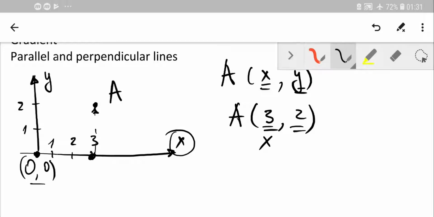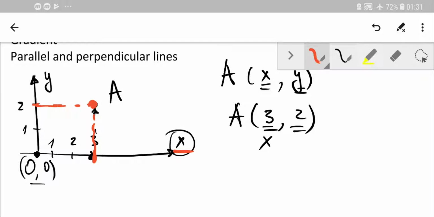Or there is another approach where you have A, you just put 2 perpendicular lines, and the intersection with the x-axis and the intersection with the y-axis will definitely show you the coordinates, okay?